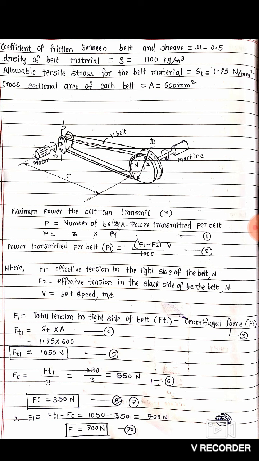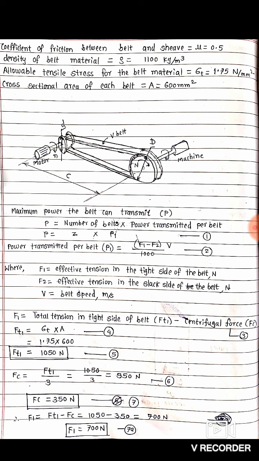Then we have one relation, that is total tension in tight side of belt. We indicate that FT1 is equal to effective tension in tight side of belt plus centrifugal force. And after rearranging, we get F1, that is effective tension in tight side of belt, is equal to total tension in tight side of belt, that is FT1, minus centrifugal force, that is FC.